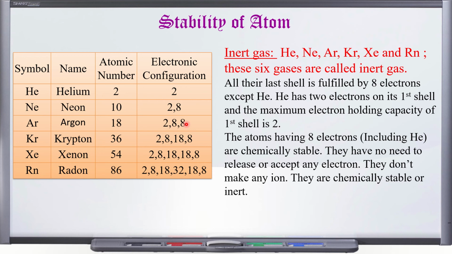But these atoms have no need to gain or release any electrons. So they don't make any ion. So they are chemically stable or inert. They are also called noble gas. They are called inert gas. They are called noble gas. They are chemically stable. They are monoatomic. Why are they monoatomic? Because they don't make any ion.